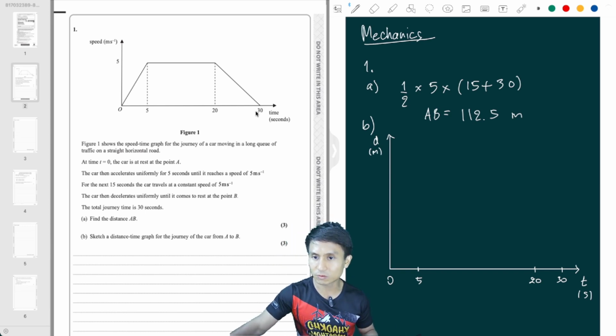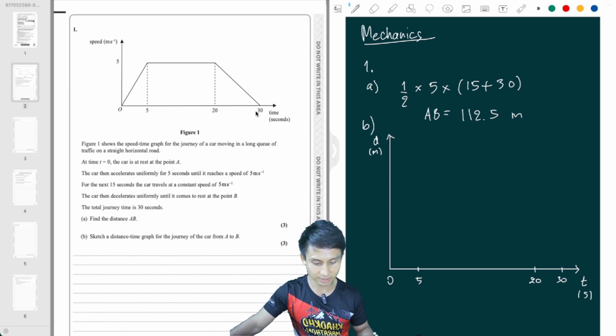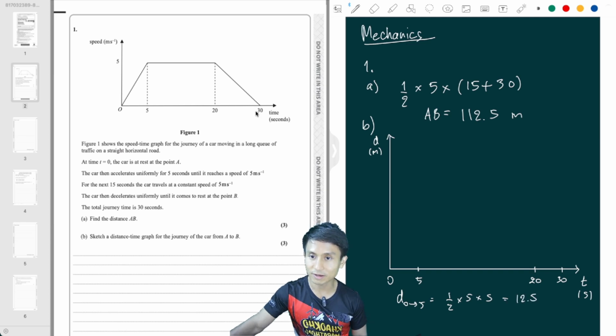Okay, I'm back. So it's going to be a curve on the part where the speed is not constant, like from 0 to 5. This axis is time in seconds, and that will be distance in meters. From 0 to 5, we need to calculate the distance traveled. So d from 0 to 5 is the area of that triangle, 1/2 times 5 times 5. That is 12.5, just 25 over 2.